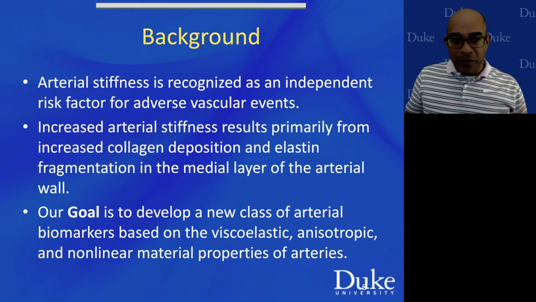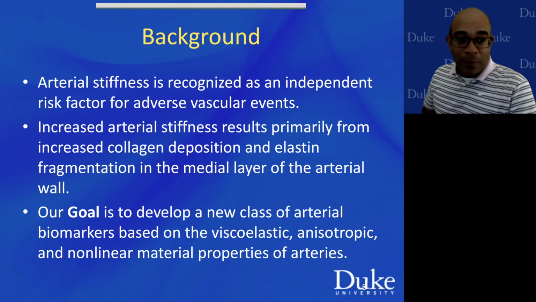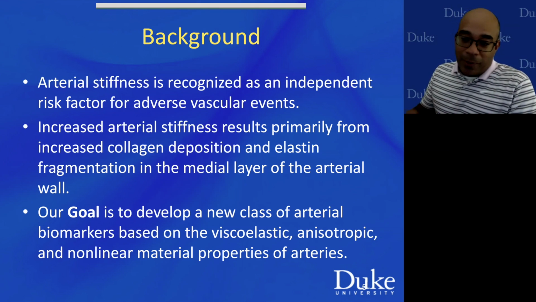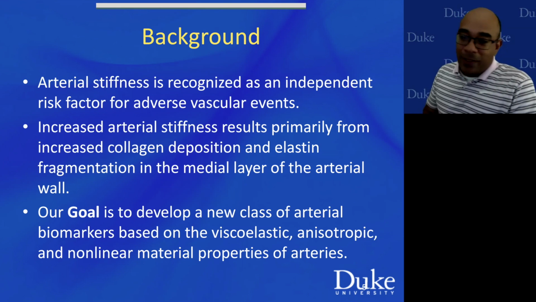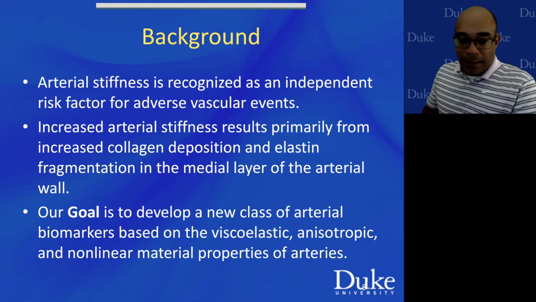So the problem consists in wanting to diagnose arterial disease, and for this we start by recognizing what is important in that problem. Stiffness is at the heart of the problem here, because it's recognized as an independent risk factor for adverse vascular events. An event could simply be a heart attack, stroke, and so on. Arterial stiffness results primarily from changes in the collagen structure of the artery in the medial layer, so elastin fragmentation, deposition of collagen, and so on. And the goal is to be able to non-invasively estimate the stiffness of the artery and use this as a biomarker for disease.